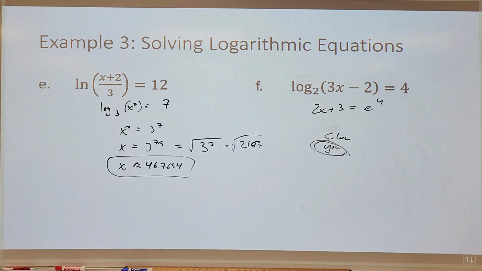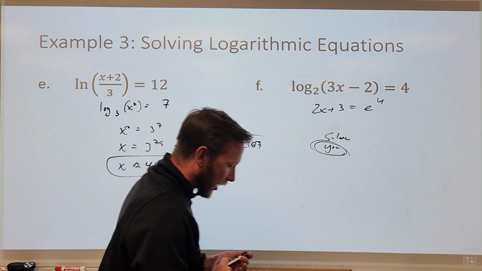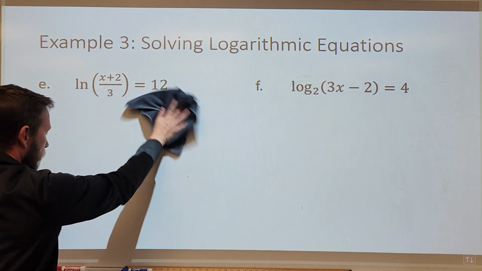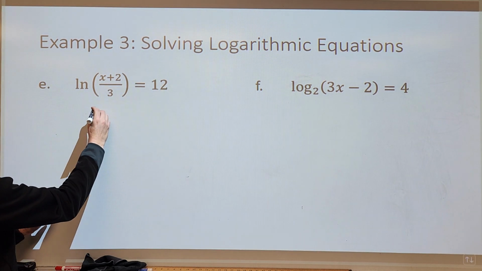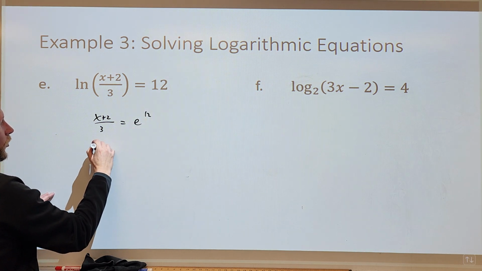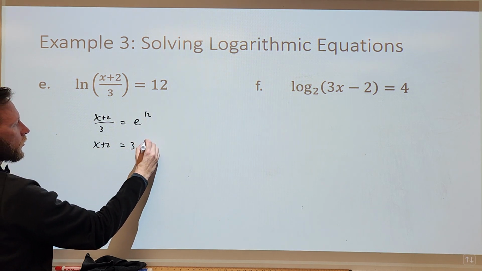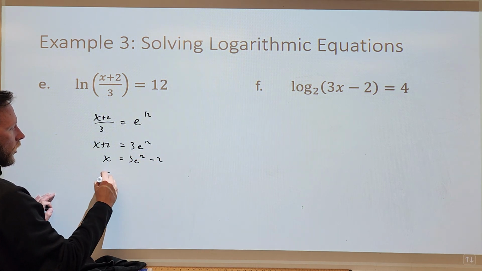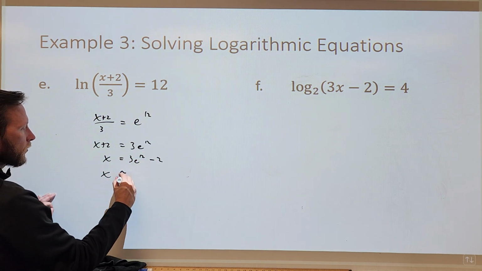For these, obviously we want to try to break this down as many ways as possible. I would love for you to do some solving on this, so have that calculator handy. But let's do these. We're going to have x plus 2 over 3 is equal to e to the 12th, which means that x plus 2 is going to equal 3e to the 12th, and x is going to equal 3e to the 12th minus 2. Type that in your calculator to approximate.